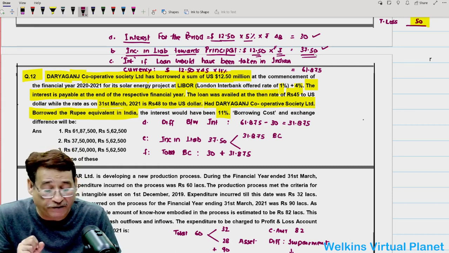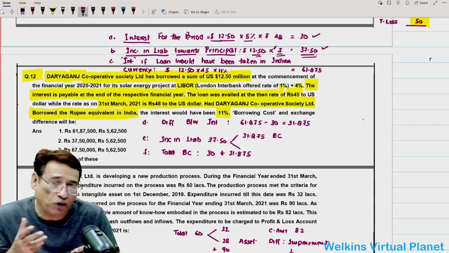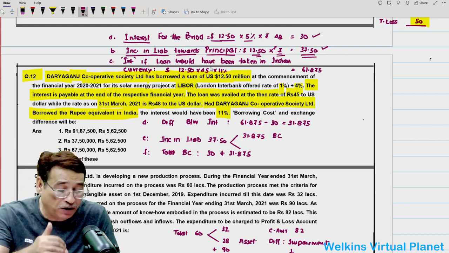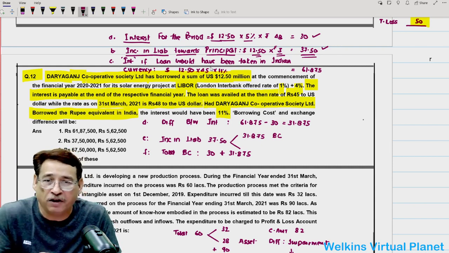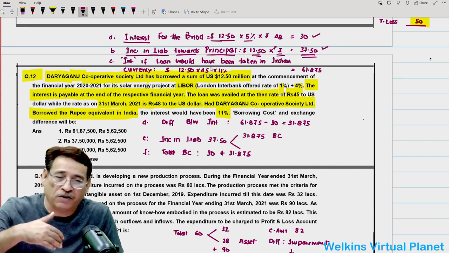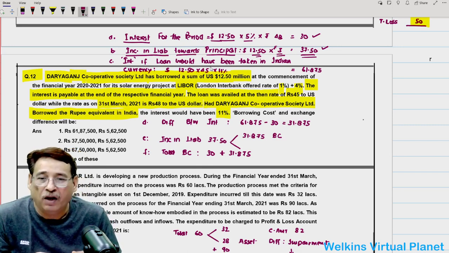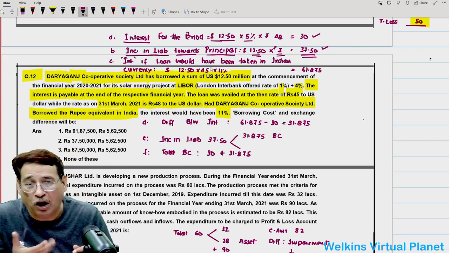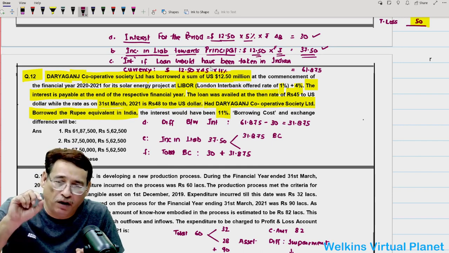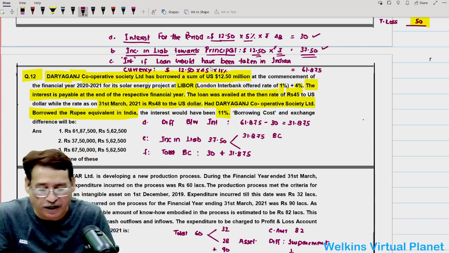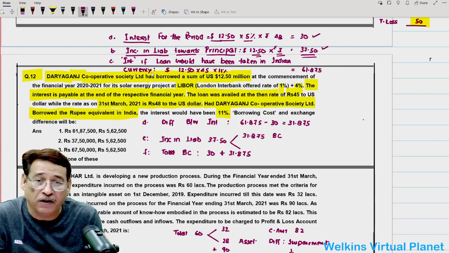Correct? 37.50. Now the next thing which you are supposed to compute is, you have to imagine that if you would have borrowed this loan from India, then how much interest you would have paid. Actually, the reality is that you have taken this particular loan from outside India. But now we are imagining, correct? Notionally, we would think how much interest we would have paid if the same loan had been taken in Indian currency or from an Indian organization. Interest, if the loan would have been taken in Indian currency.